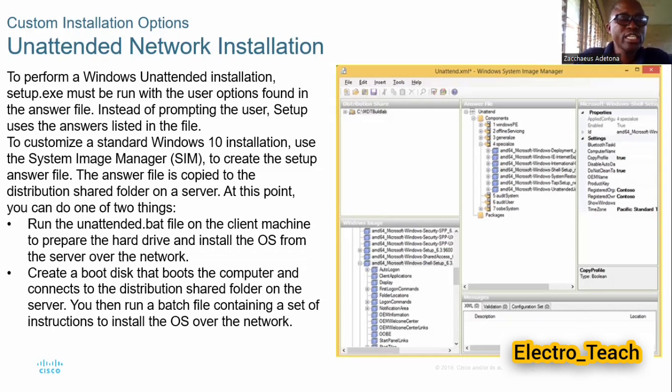The other one is to create a boot disk that boots the computer and connects to the distribution shared folder on the server. Then, when that is used, the user runs a batch file containing a set of instructions to install the operating system over the network. So these are the two ways.